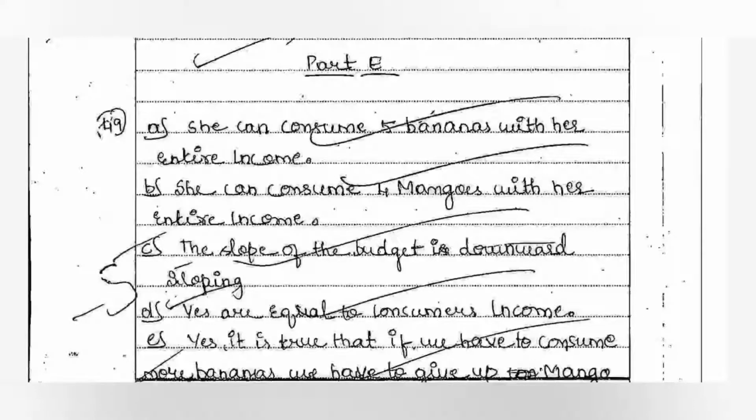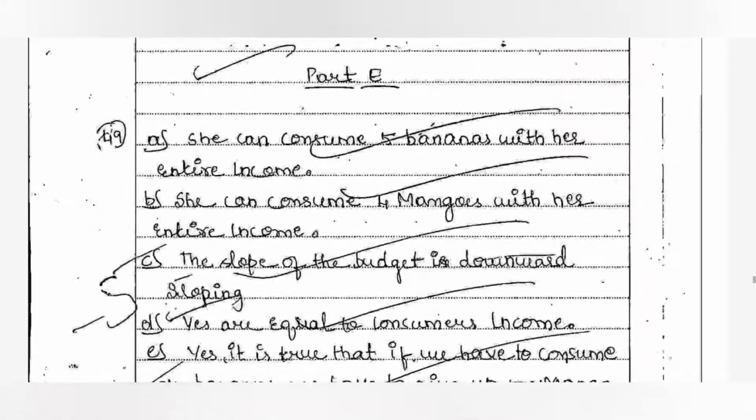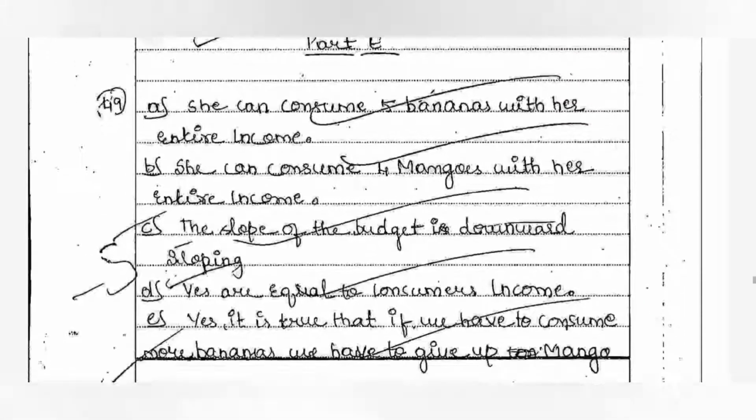Okay, this is again a very important practical question. A consumer wants to consume 2 goods. The price of banana is 4 and the price of mango is 5. The consumer income is 20. So the question will be asked, how much banana can she consume if she spends her entire income on that good? As you know, the banana price is 4, so she can consume 5 bananas with her entire income.